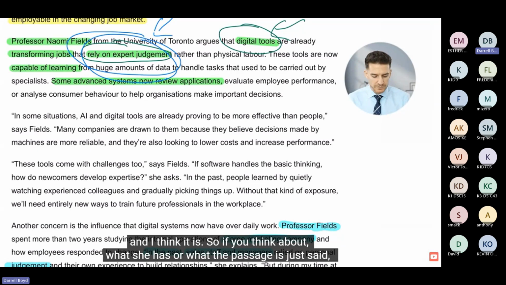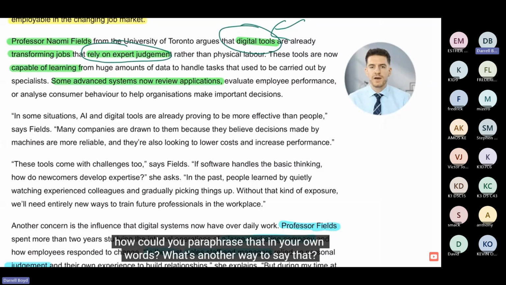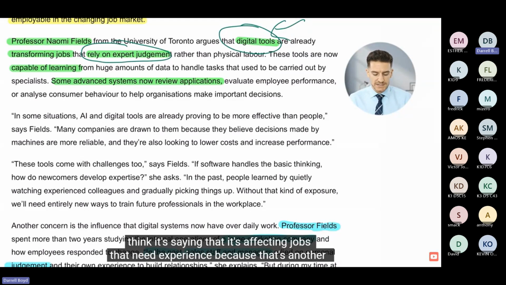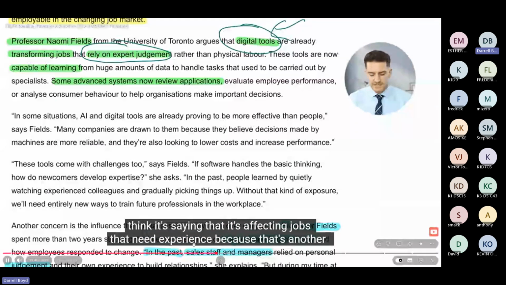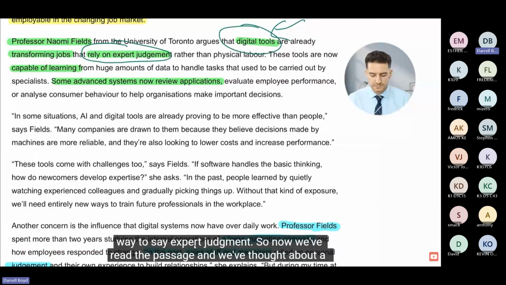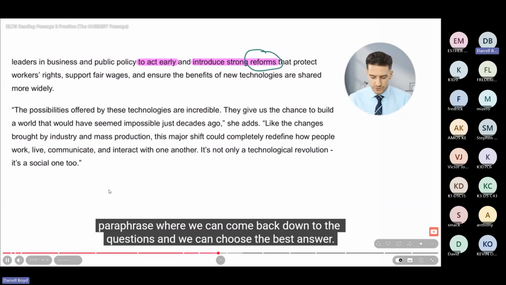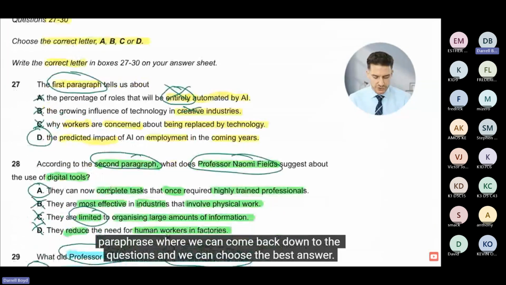So if you think about what she has, or what the passage has just said, how could you paraphrase that in your own words? What's another way to say that? Especially this bit here, relying on expert judgment. Well, when I think about that, I think it's saying that it's affecting jobs that need experience, because that's another way to say expert judgment. So now we've read the passage and we've thought about a paraphrase. Well, we can come back down to the questions and we can choose the best answer.